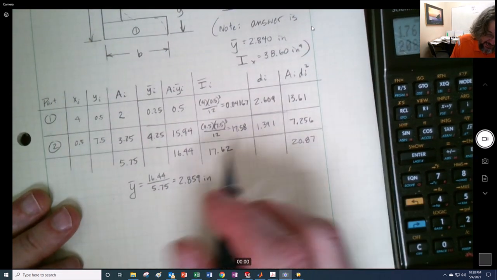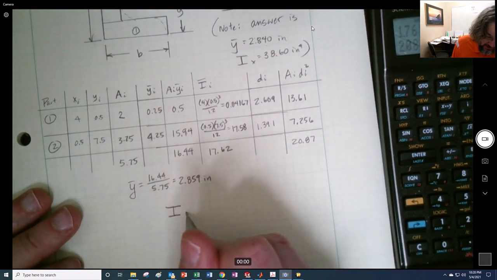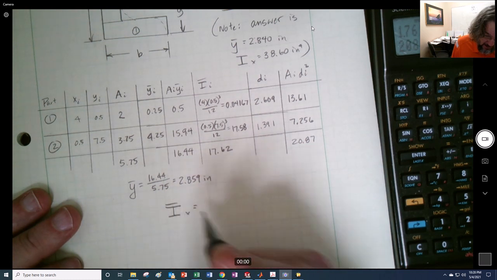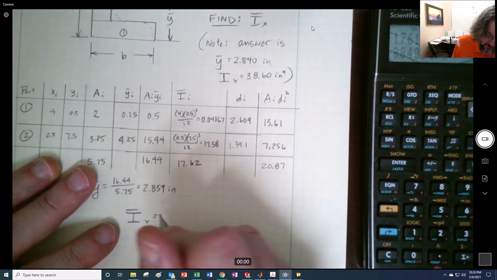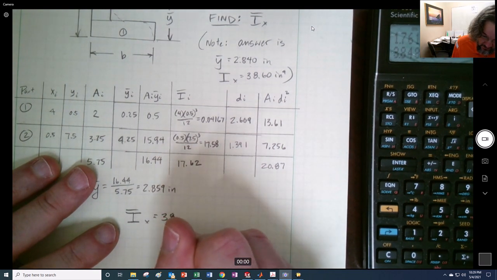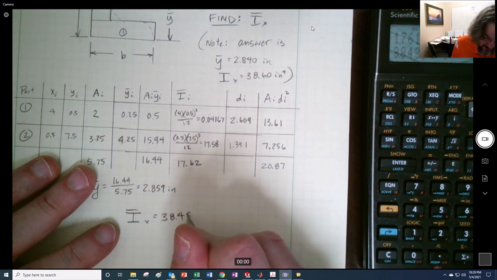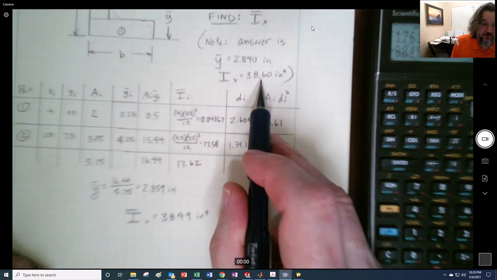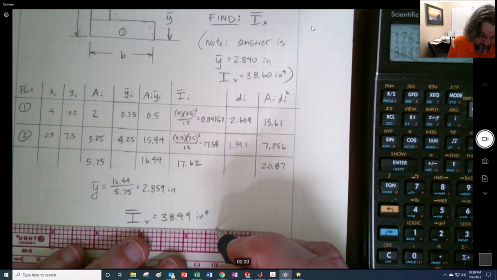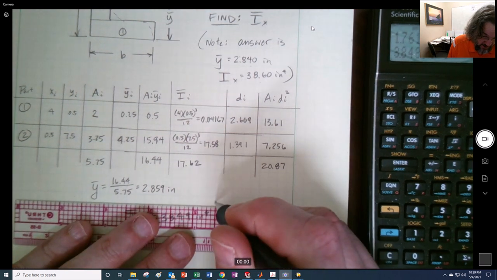And so if I add those two together, I'm going to get an IX right here of 38.49 inches to the fourth. And that looks pretty good compared to what we have before.